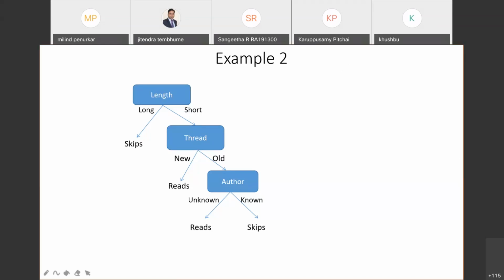Is this clear? Any doubts so far? Yes, it's binary. Okay, so let's go further then.